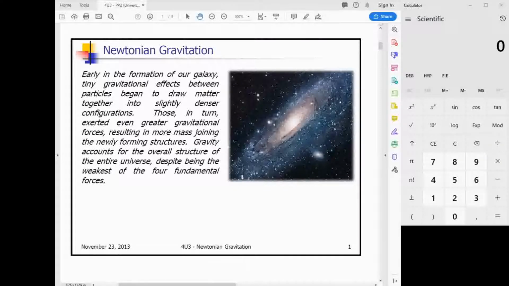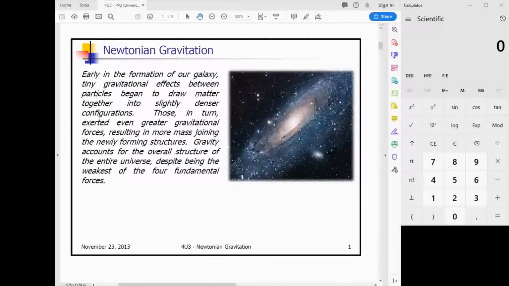Now, one of the things about gravitation that we should consider is that gravitation is the weakest of the fundamental forces, yet it's so powerful that it actually formed these large structures called planets and stars. It forms the galaxies. It defines the movement of the stars and the galaxies.